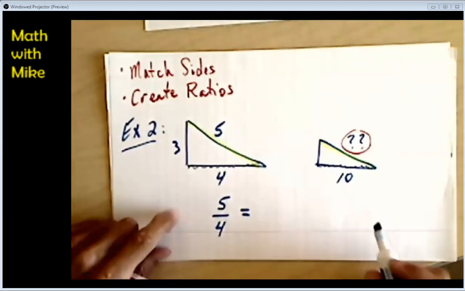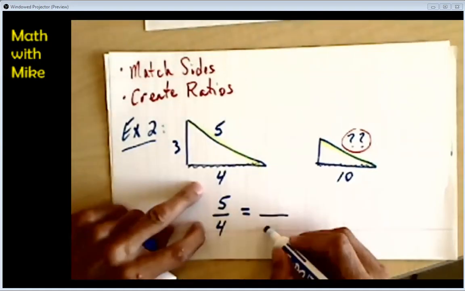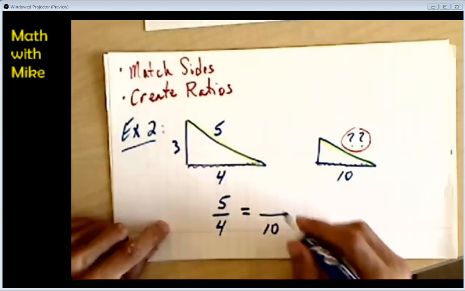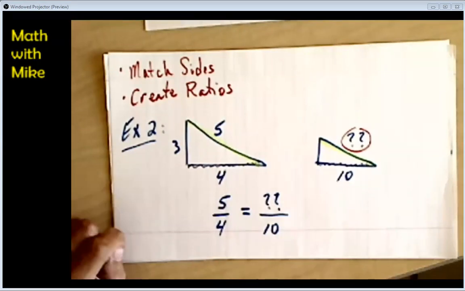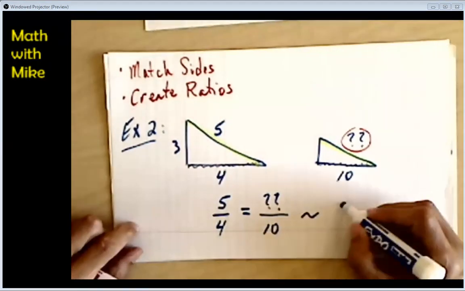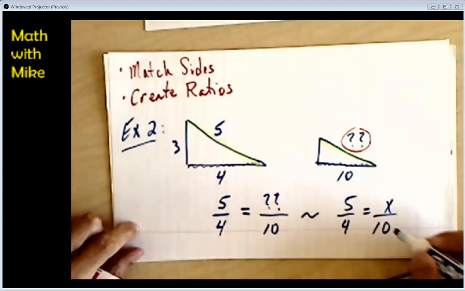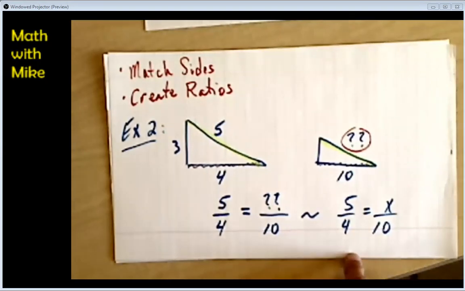Okay, so the 4 matches with what? 10, right? So 4 is on the bottom, 10 is on the bottom. What goes here? Someone said X, but I'll just keep it as two question marks like that for the first step. And then if you like, certainly you can update it so that there's an X in there. And so this equation here is now what we got to solve.